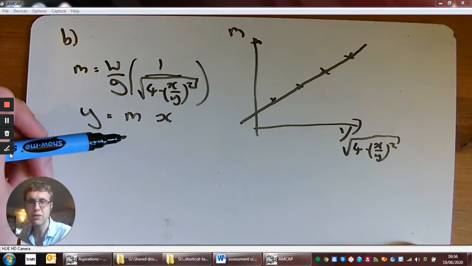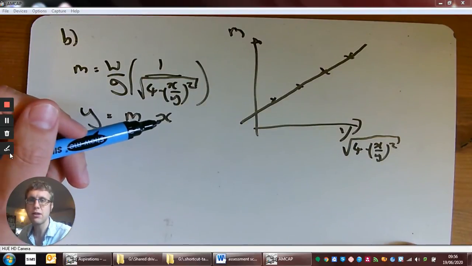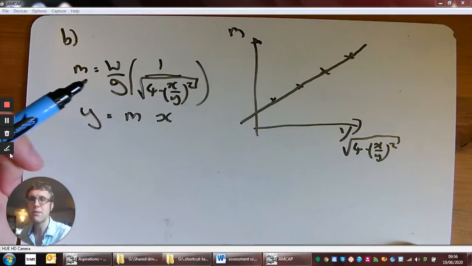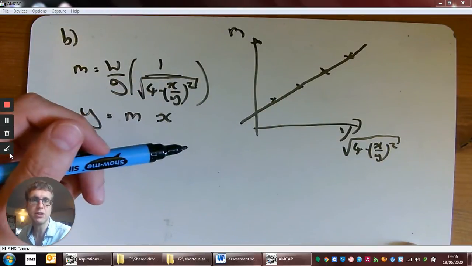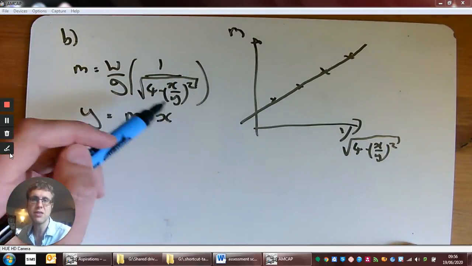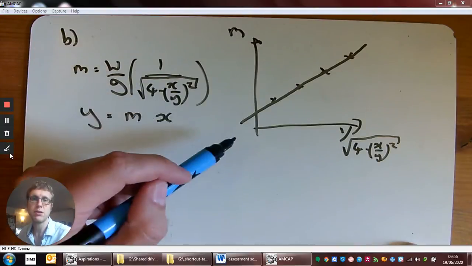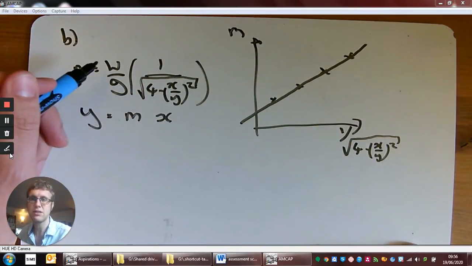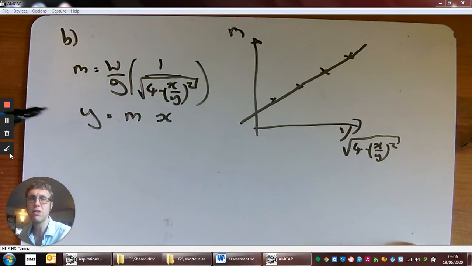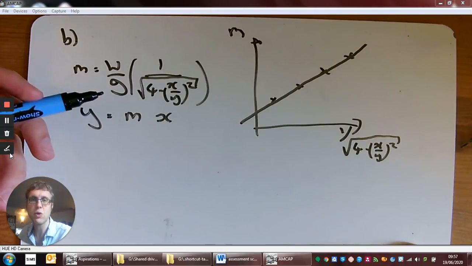The big idea here, though, is rather than plotting m against x or m over x over y and having to do a load of calculations, by plotting m against this term, the gradient of this line is w over g. So that makes our life a lot easier. They do this quite nicely.